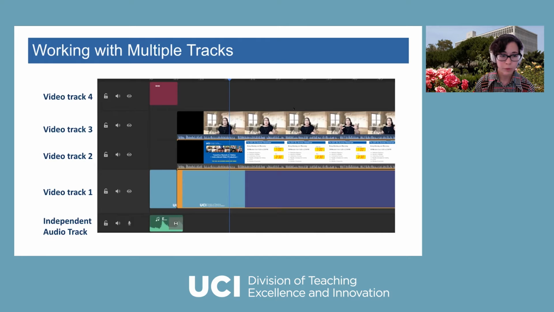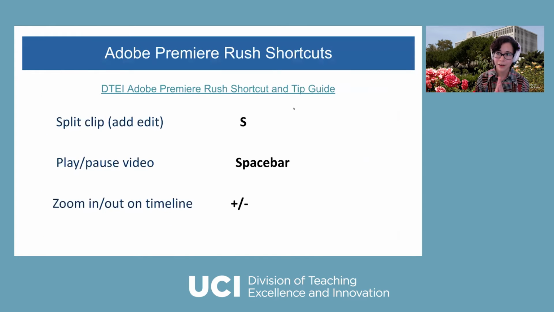So we're going to get into Premiere Rush really quickly. I just wanted to remind everyone, these are the main shortcuts you're going to need, and these are still the main shortcuts I'm going to use in my demonstration. The split clip or add edit is going to be your S key. When we want to play and pause our video, it's going to be the space bar. When we want to zoom in and out of our timeline, we're going to use the plus and minus keys. So those are still going to be the most important keys, even with these advanced editing techniques.